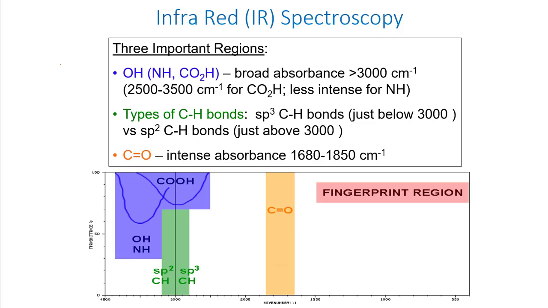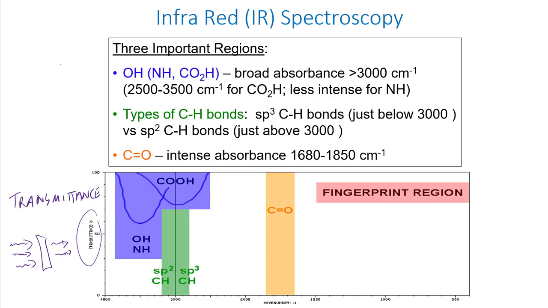There are three main types of bond stretches and bends that we are concerned with at our introductory level. We're looking for OHs, we're looking for what kinds of CH bonds we have, and we're looking for carbonyls. Now, it's worth noting that the y-axis in infrared spectroscopy is often transmittance, which is the amount of light that is passing through a sample as a percentage of how much goes in.